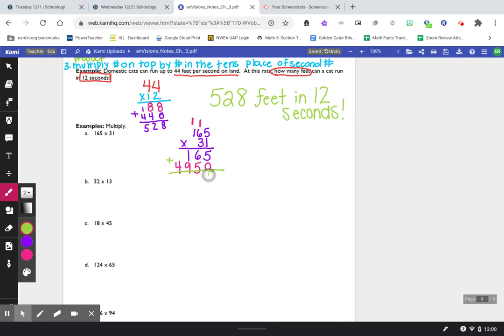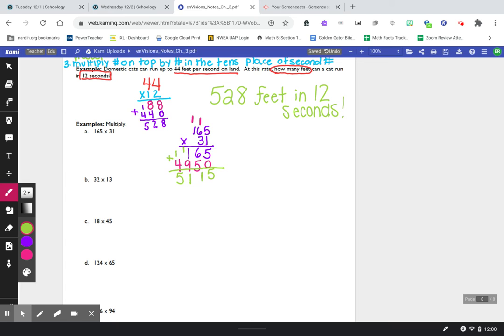5 plus 0 is 5. 6 plus 5 is 11. Carry your 1. 9 plus 1 is 10. Plus that 1 is 11. So put your 1, carry your 1. And 4 plus 1 is 5. So my answer is 5,115.